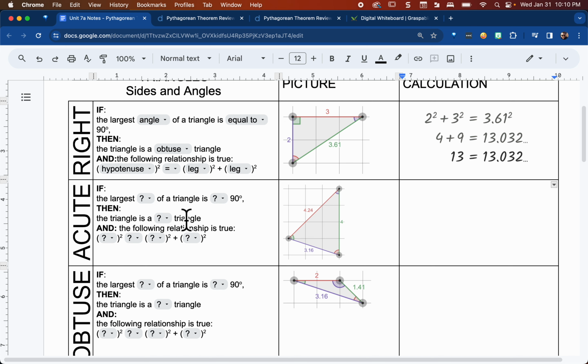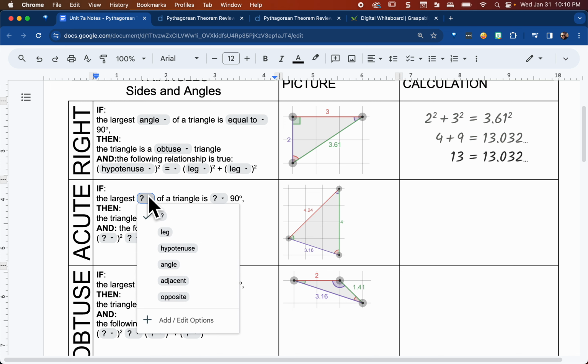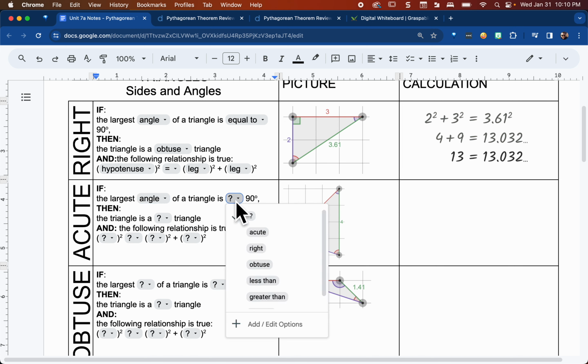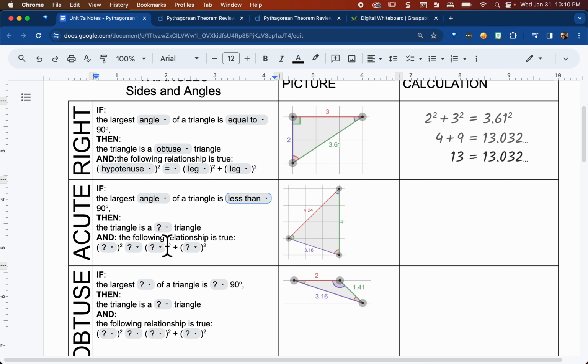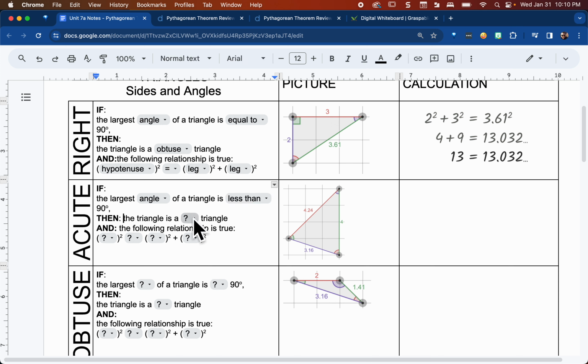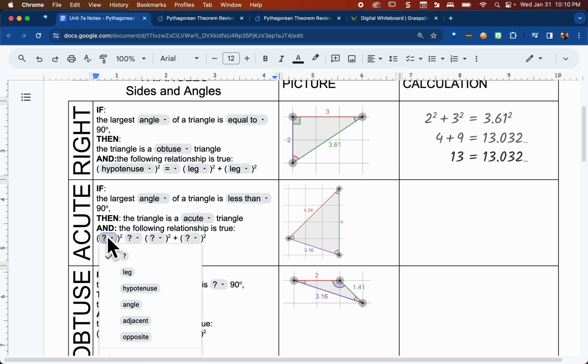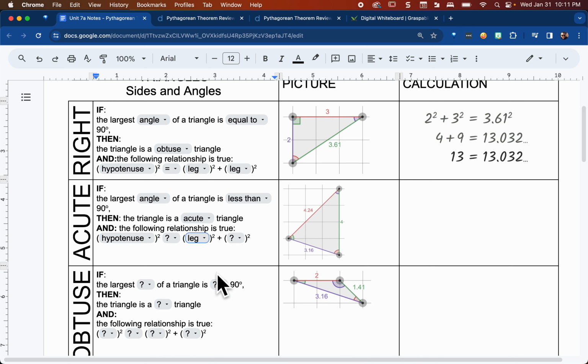Now we're going to do the same thing here, but if the largest angle of a triangle is less than 90 degrees, then the triangle is an acute triangle. In an acute triangle, we're going to have the hypotenuse and the leg and the leg, but the hypotenuse is going to be smaller. It's not big, it's smaller. We're going to repeat this process here, but with these numbers. So we have a 4, a 3.16, and a 4.24.